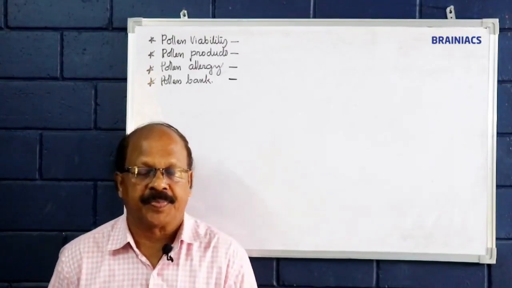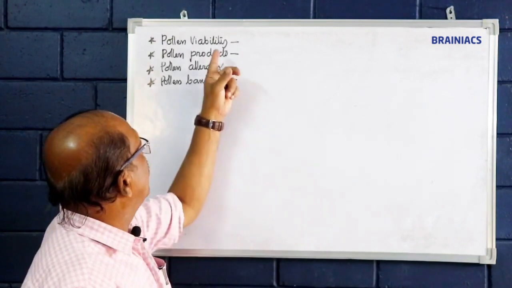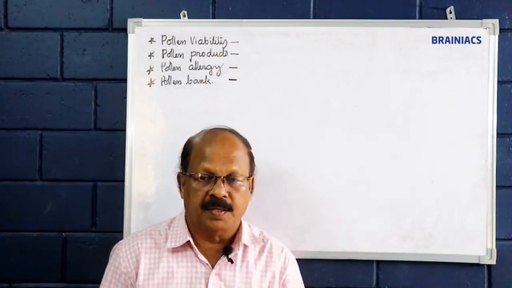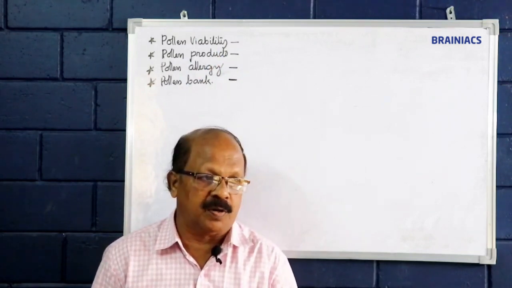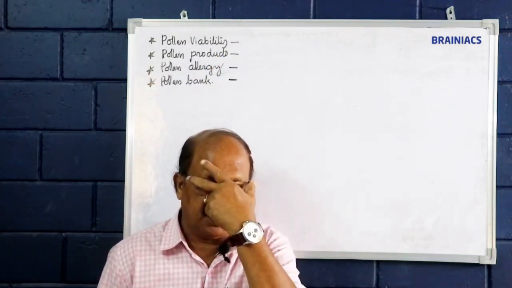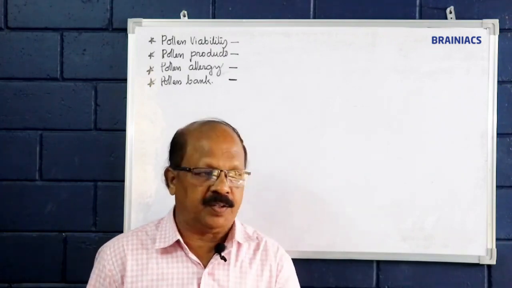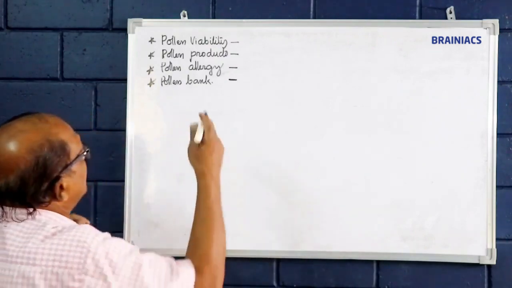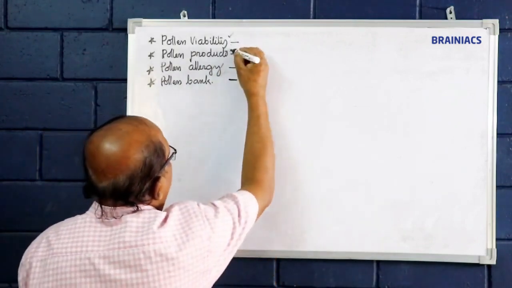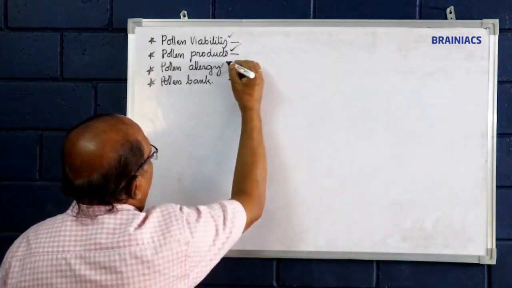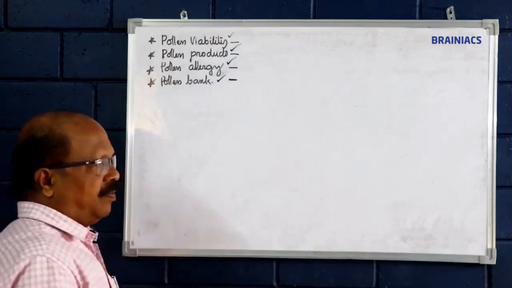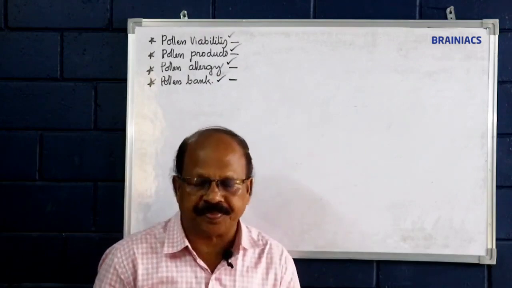Lesser blades, the pollen grains structure, internal structure, general account already learned. Now it is something about pollen grains. They are pollen viability, pollen products, pollen allergy, pollen bank. So what do you mean by that?